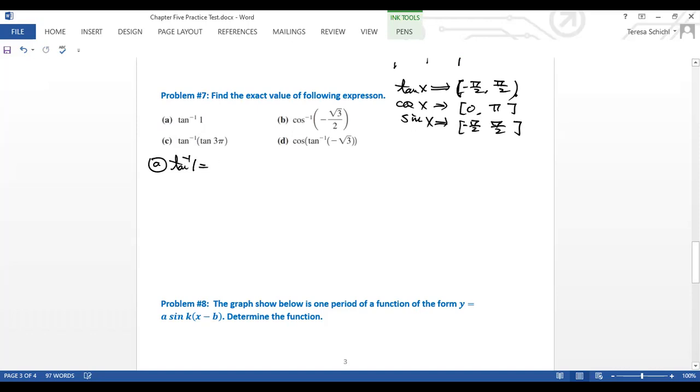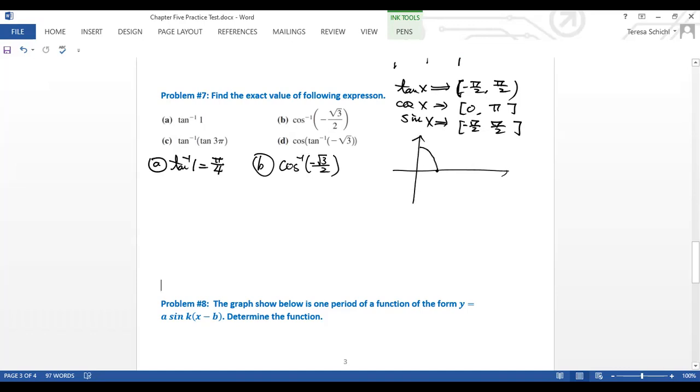So that means in this interval, negative pi over 2 to pi over 2, which value will give the tangent 1? It is pi over 4 from the unit circle, right? Okay. Now part B is here. So I have a cosine, negative square root of 3 over 2 here. So from 0 to pi, which value will give me the negative square root of 3 over 2?